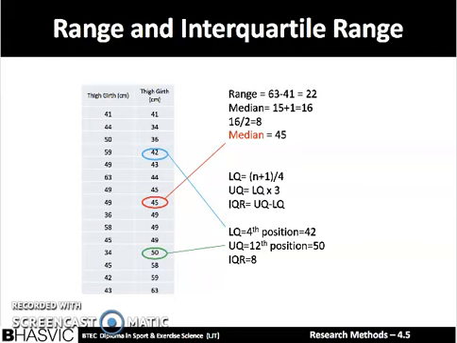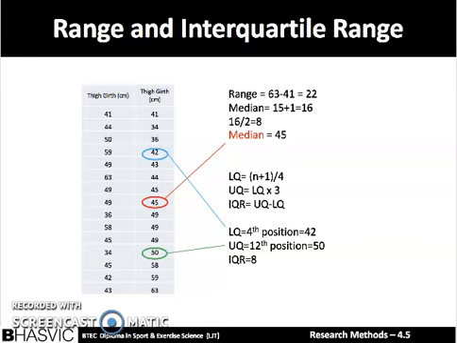You then establish the lower quartile. So to establish the lower quartile, you do n plus 1 and divided by 4. You establish the upper quartile, which is the lower quartile multiplied by 3. And then to establish the interquartile range, you do the upper quartile minus the lower quartile. So in this case, the lower quartile was the 4th position, which was 42. The upper quartile was the 12th position, which was 50. So in that case, you would do 50 take away 42, which gave you an interquartile range of 8.